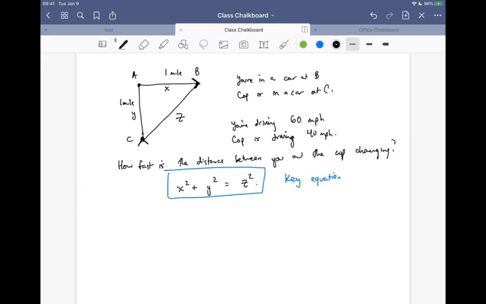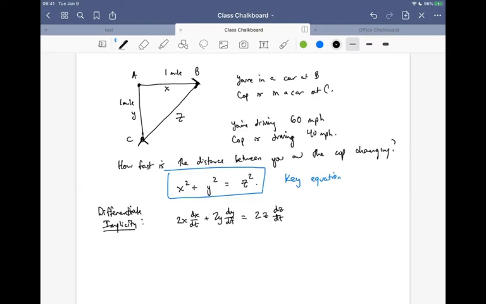And now what we want to do with that is differentiate it. So next we differentiate, but keep in mind that this needs to be done implicitly. So the derivative would be 2x dx/dt plus 2y dy/dt equals 2z dz/dt. Okay, so what started as an equation with three variables, x, y, and z, now has six: x, y, z, and also dx/dt, dy/dt, dz/dt, the rates at which those things are changing.